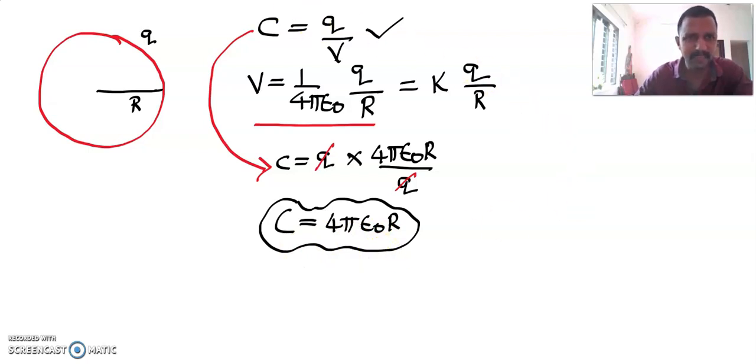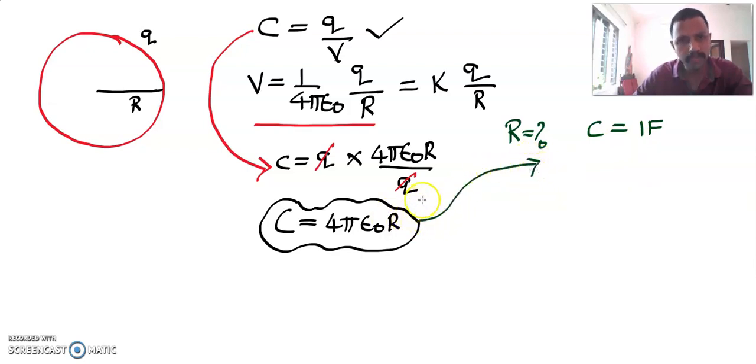Then let's have a situation where we have to calculate the radius of a spherical conductor whose capacitance is 1 farad. What's given to us? The capacitance of that spherical conductor is 1 farad. How can we calculate that? We could substitute it directly over here. As we know, C is equal to 4 pi epsilon 0 R. If I substitute it over here, 1 is equal to 4 pi epsilon 0 R.